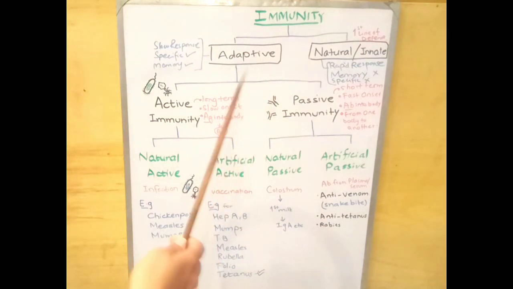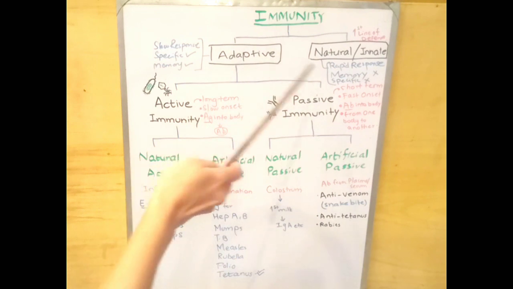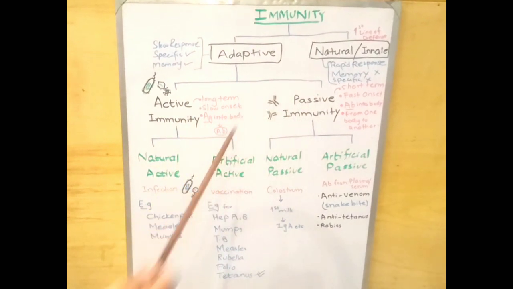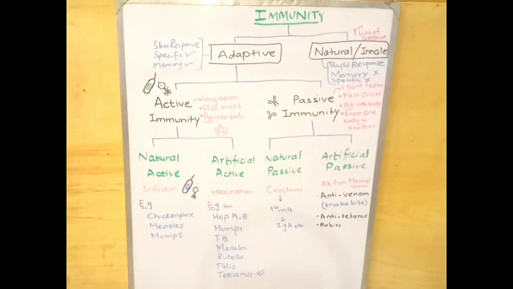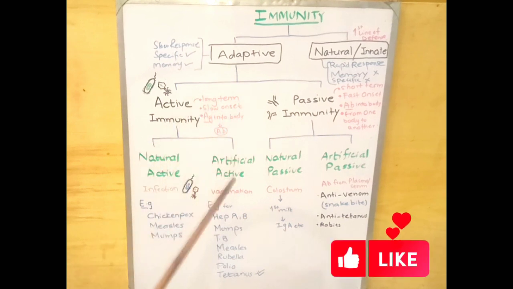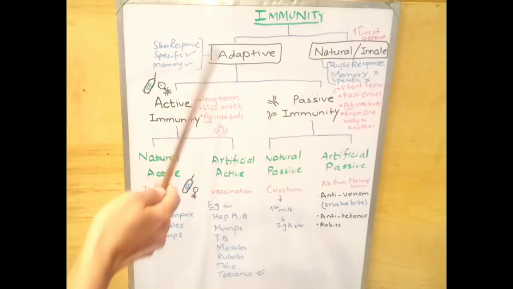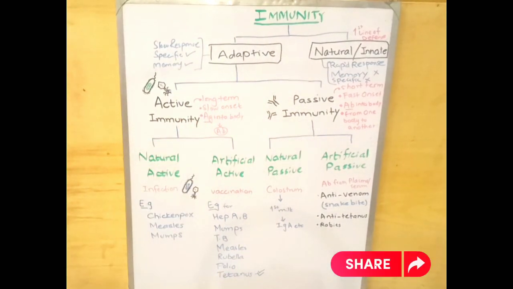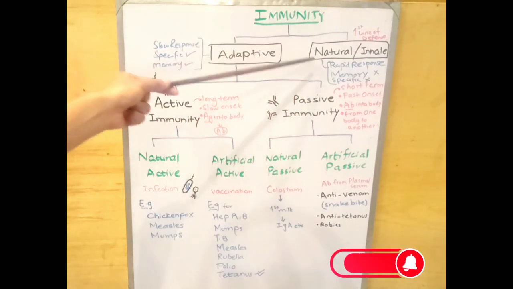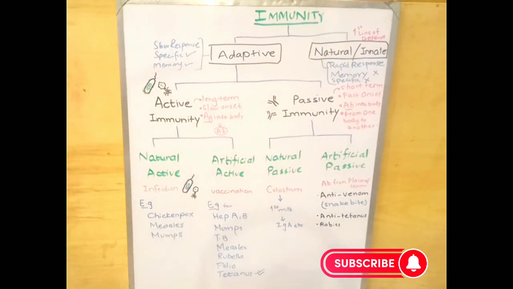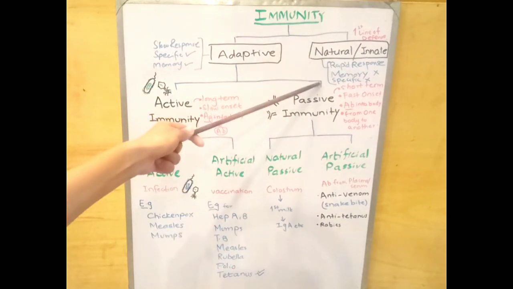Here we have two types of immunity: adaptive immunity and natural, or innate, immunity. Adaptive immunity is a slow response. It is specific, and here we can create memory against the organisms. It develops in response to the organism, so when we are exposed to an organism, adaptive immunity is developed. In the case of natural or innate immunity, it is present from birth. That is why it is the first line of defense, and it has a rapid response, does not create any memory, and is non-specific.